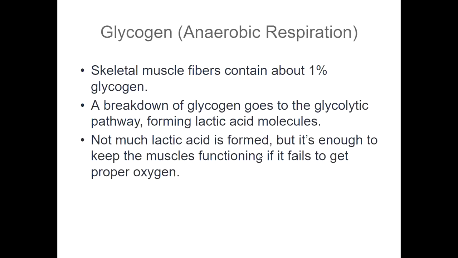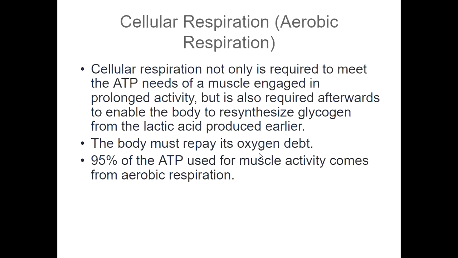Sometimes we use glycogen. Glycogen is anaerobic respiration. So basically our body turns on itself and begins to break down glycogen that's stored in our cells and our muscles so that we can get enough energy to go through the functions that we need to go through. We form lactic acid. Not a whole lot of lactic acid is formed here, but it is enough to keep the muscles functioning if for some reason they fail to get proper oxygen. Aerobic respiration is where it's at, though. This is what we want.